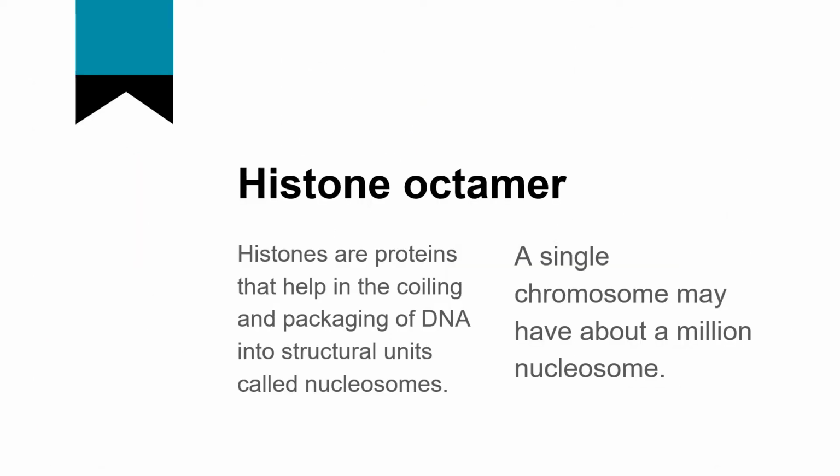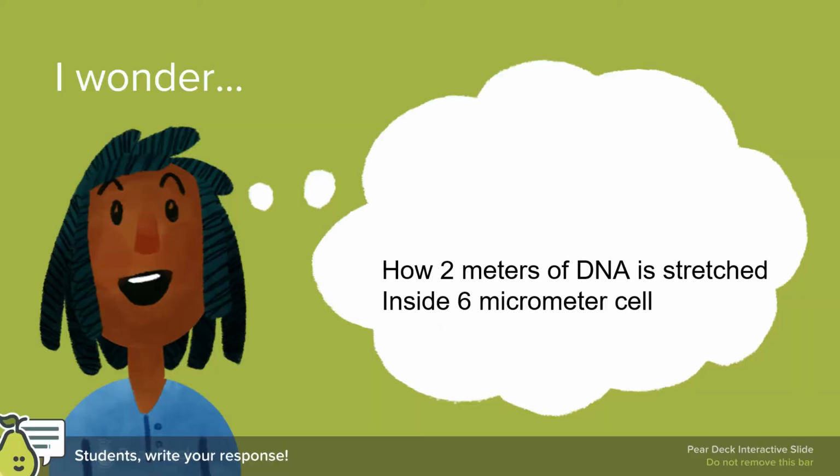Histone octamer. Histones are proteins that help in the coiling and packaging of DNA into structural units called nucleosomes. A single chromosome may have about 1,000,000 nucleosomes. I wonder how 2 meters of DNA is stretched inside a 6 micrometer cell.